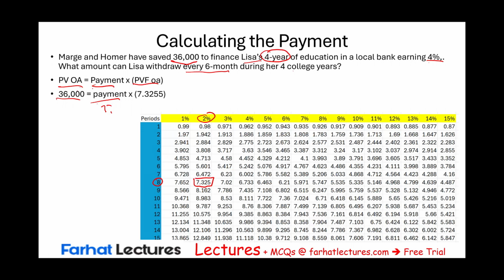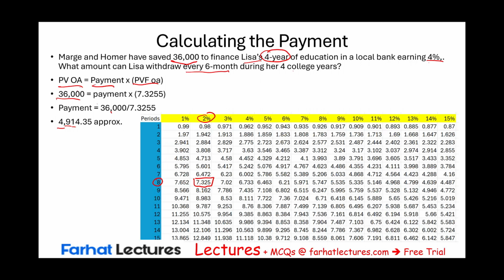So the 36,000 equals some payment times this factor. Now, obviously, we can solve for the payment. If we divide both sides by 7.325, we get the payment: 36,000 divided by 7.325. We see that the payment is approximately $4,914.35.